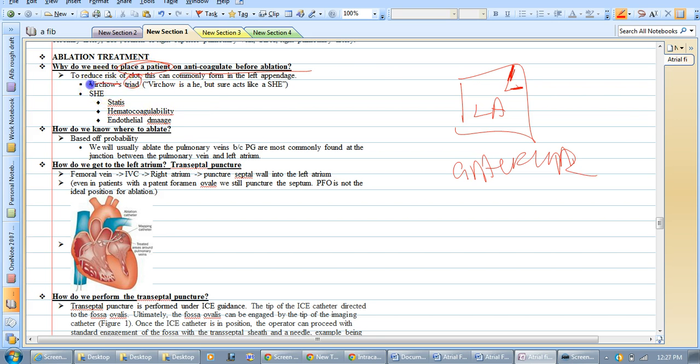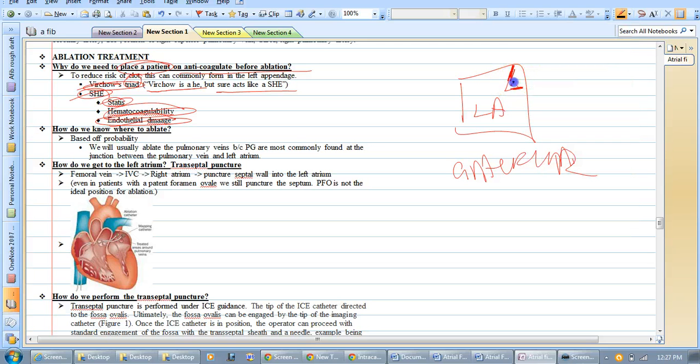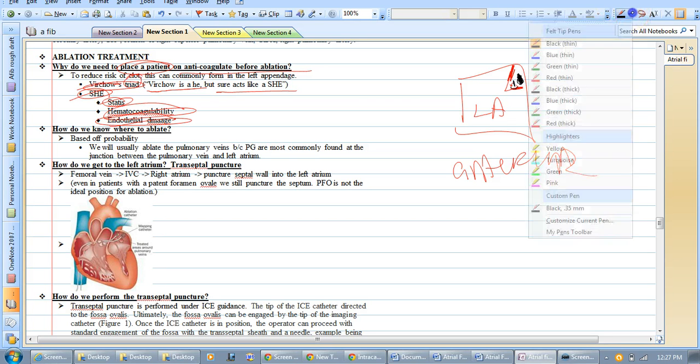And if we go back to Virchow's triad, I put a little mnemonic in here for us. Virchow is a he, but sure acts like a she. So what is she? It stands for stasis, hypercoagulability, and endothelial damage. So what we're trying to do is reduce risk of clot formation, most likely to occur in the left atrial appendage. So that's what we're trying to do by putting this patient on anticoag therapy.